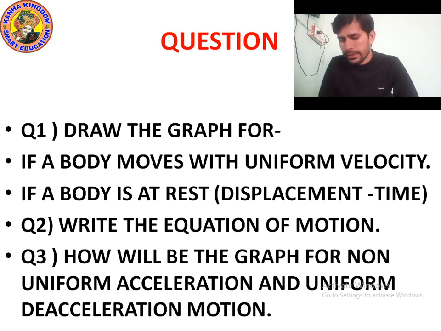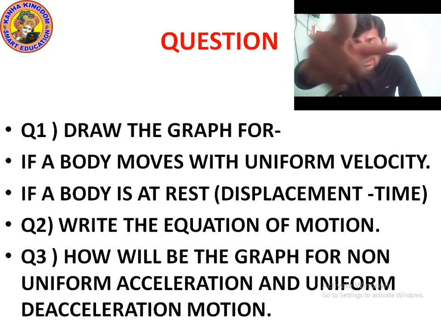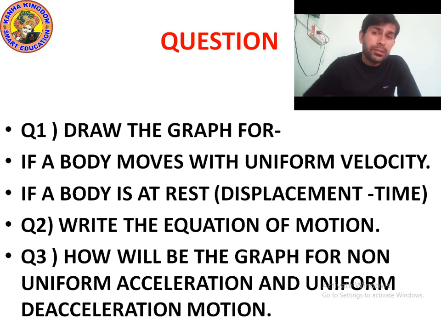So there are two graphs. First graph is for uniform deceleration motion. For uniform deceleration motion, the graph will be a straight line having a decreasing slope. Why? This is because the velocity decreases by equal amounts in equal intervals of time. And second is non-uniform acceleration. For this, the graph shows different variation. Why? This is because velocity changes by unequal amounts in equal intervals of time.